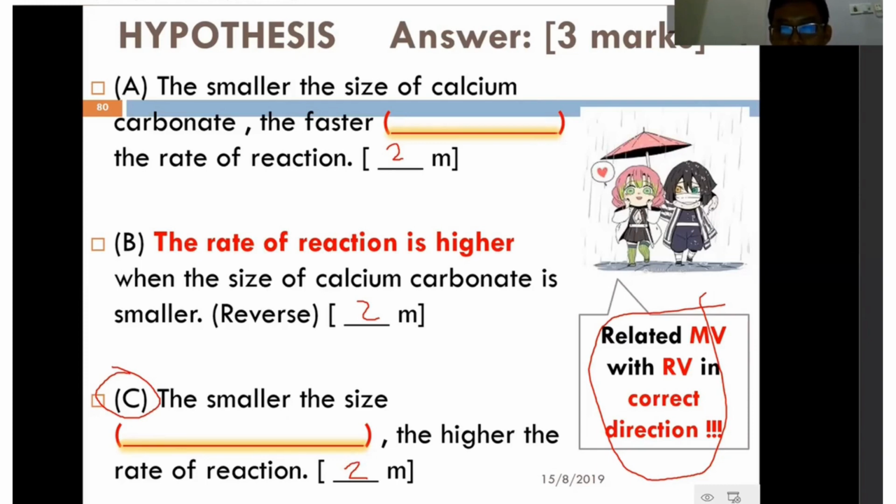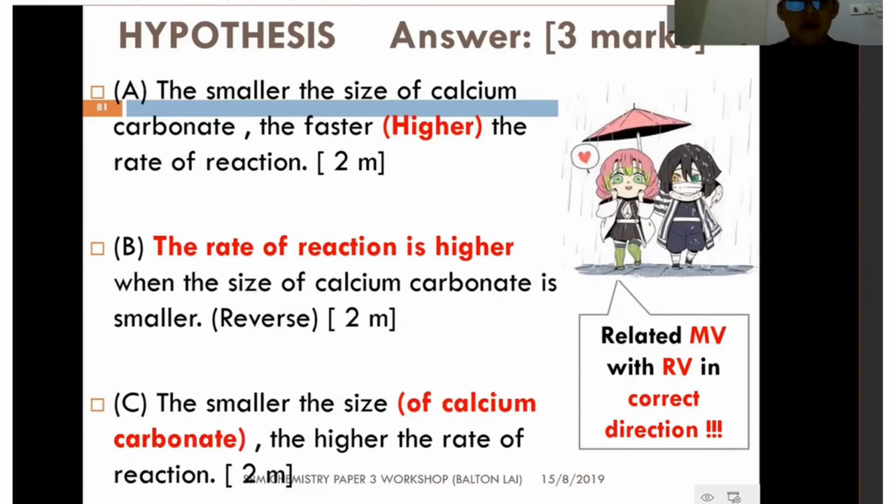Lavena, well done. Okay, you see? The smaller the size, you must put something on. You cannot just say smaller the size, not specific. The smaller the size of calcium carbonate, must put inside. Okay, so be careful. Must have that, and this one also wrong because of the reverse, RV comes first, cannot. Wrong already. This one cannot use faster. Remember, if we want to say the rate of reaction must be higher. Remember, higher.